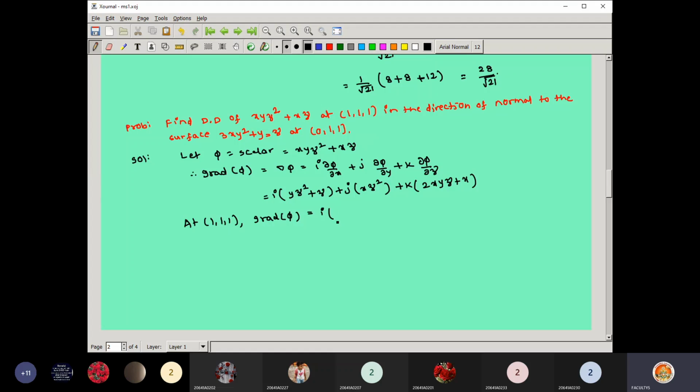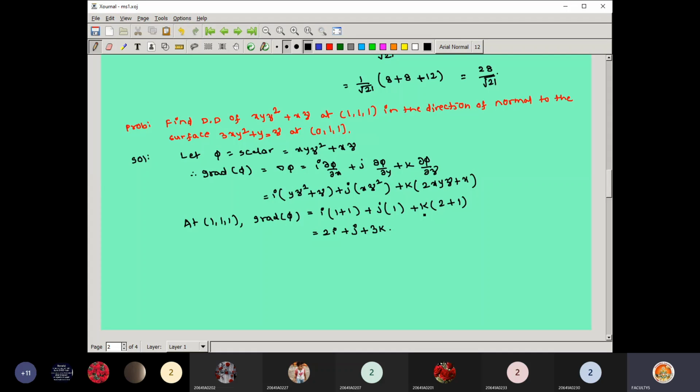So it is i yz². yz² means it is 1 only, plus z is also 1, plus j xz², it becomes 1, plus k 2xyz, it becomes 2, plus x is 1. So finally you are getting 2i + j + 3k. So this is about the gradient corresponding to the given scalar function.